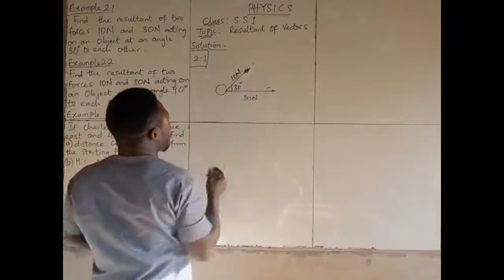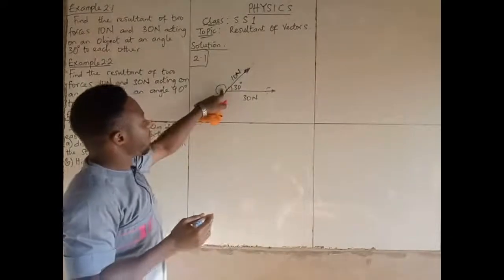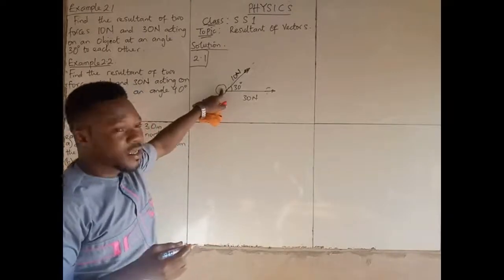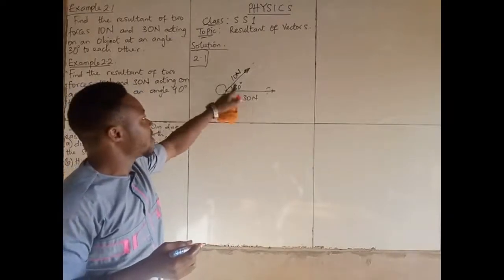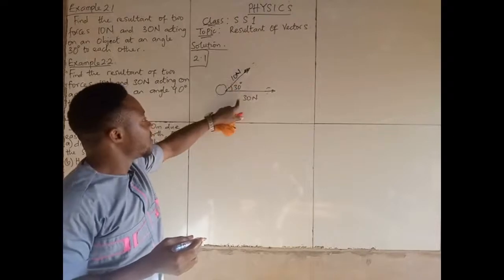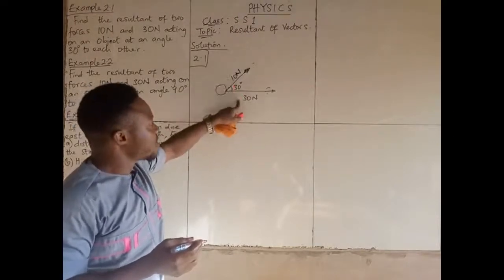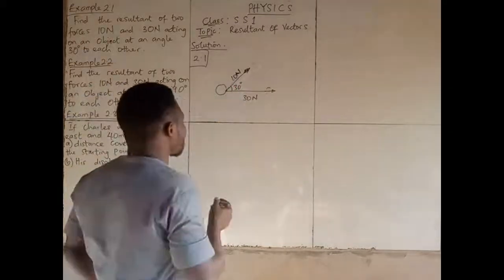Now the question is, where will this object move? And what is going to be the force that makes this object move? Is it the 30 Newton? Is it the 10 Newton? Is it the sum of the two forces? Is it the subtraction of the two forces? Now let's see how to solve that.